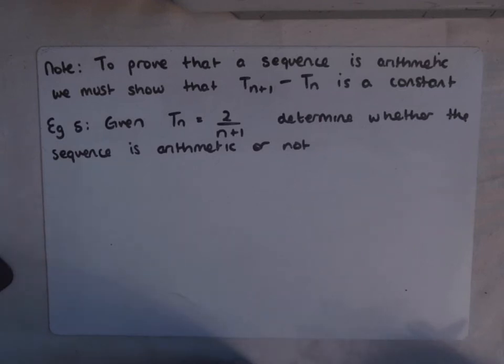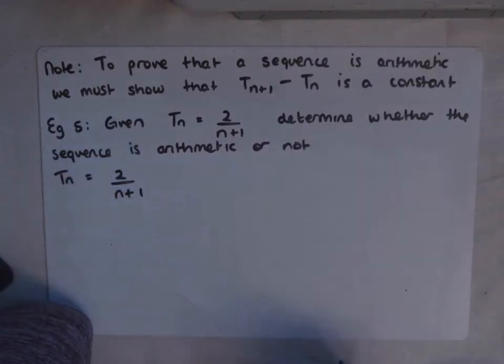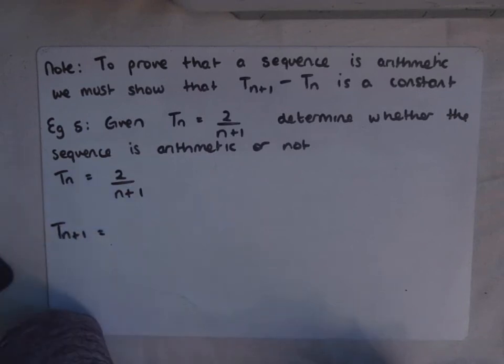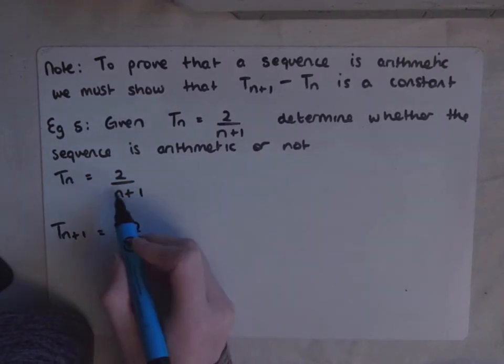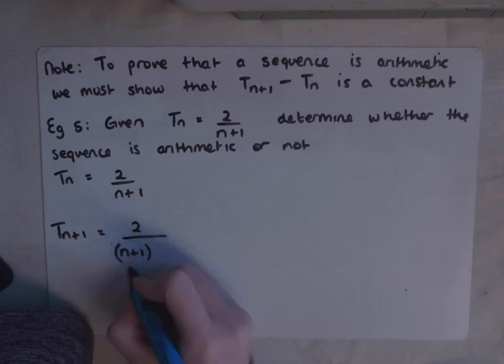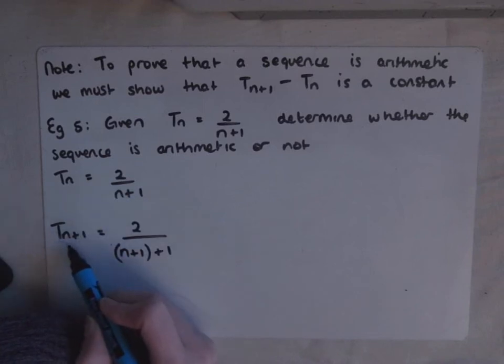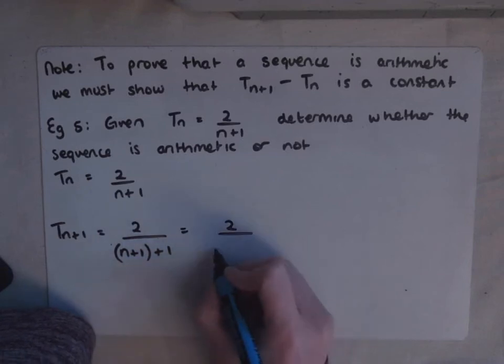Okay, so Tn is 2 over n plus 1. T of n plus 1. N plus 1 means instead of n, you're putting n plus 1. N plus 2 means instead of n, you're putting n plus 2. So it's no longer 2 over n plus 1, it's 2 over, instead of that n, I have n plus 1 plus 1. I'm just replacing that n with whatever I have here. So that's 2 over n plus 1 plus 1, which is n plus 2.